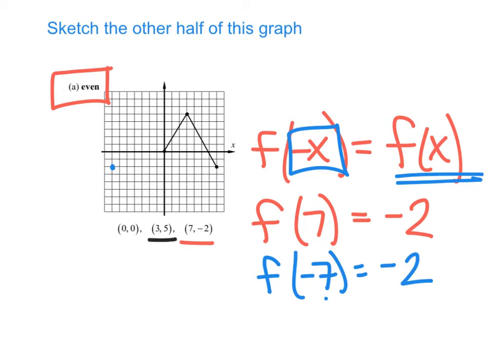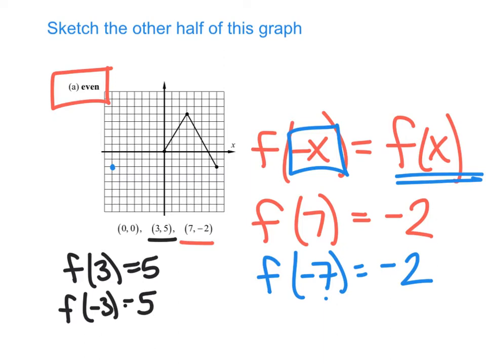We'll do it with this point, 3, 5. They're saying f of 3 equals 5, and the rule says if I negate the x, so f of negative 3 also has to equal 5. And I can do one more here, f of 0 equals 0. If I negate 0, I still get 0, so that's the point 0, 0. And you can see, we can sketch the rest of the even function.